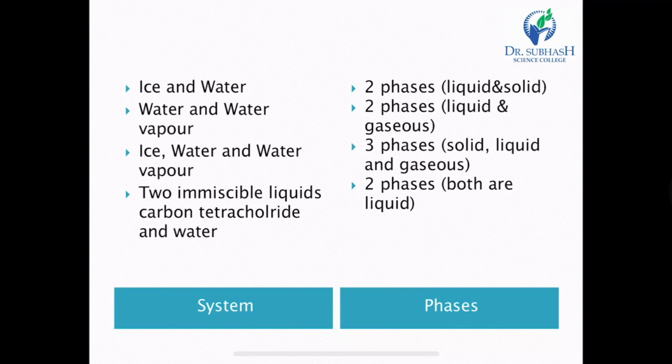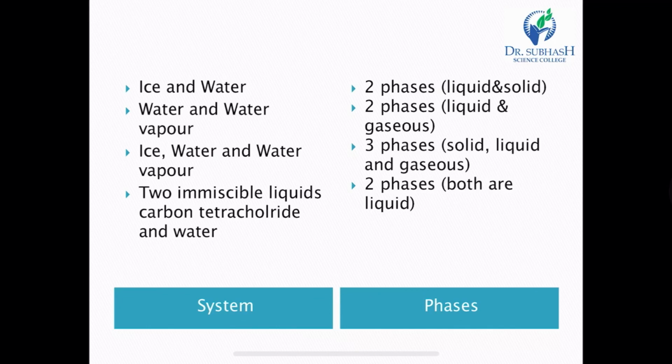So now here are some examples of phases, system and phases. There are ice and water. They form two phases, ice in a solid phase and water in a liquid phase. Another one is water and water vapor. This also forms two phases, water in a liquid phase and water vapor in a gaseous phase, right? The other one is ice, water and water vapor. They have three phases: one ice solid phase, water liquid phase and water vapor gaseous phase.